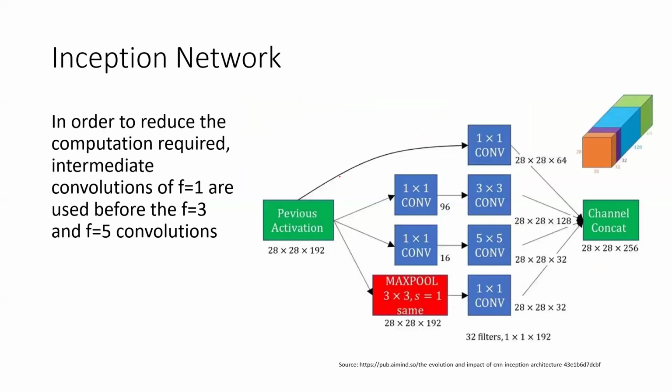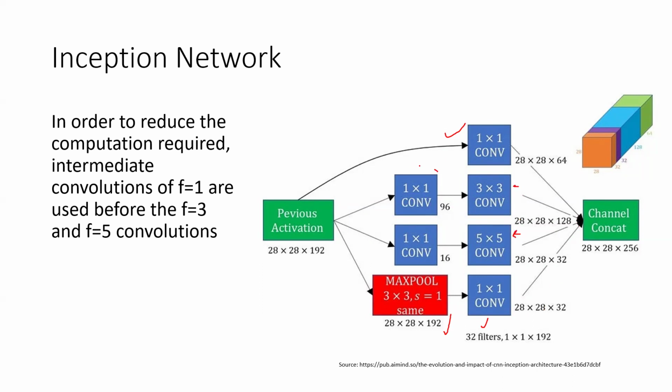So now what we have done is, instead of directly applying these filters, for the 1 by 1 filters, we can simply apply. For the max pooling, we can simply apply, and then we use a 1 by 1 convolution to match the dimensions of the output tensor.